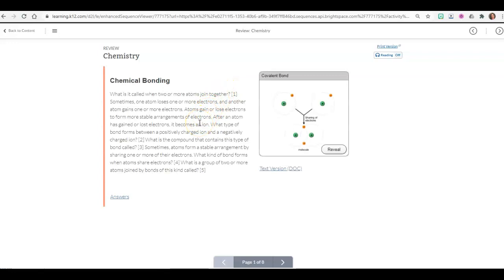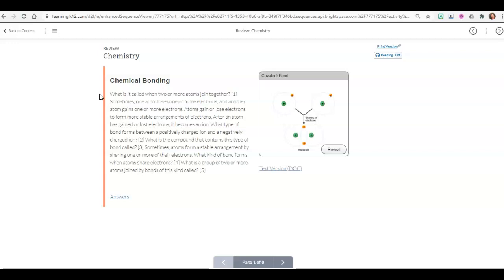So as we get into the review, the first thing we're going to talk about is chemical bonding. And if you remember, that's just joining two or more atoms together. And sometimes one atom will lose one or more electrons and other atoms gain one or more electrons in a bond. And we know that that happens to form more stable arrangements of electrons. And after an atom has gained or lost electrons, it becomes an ion. So that's something that you'll want to note as well.